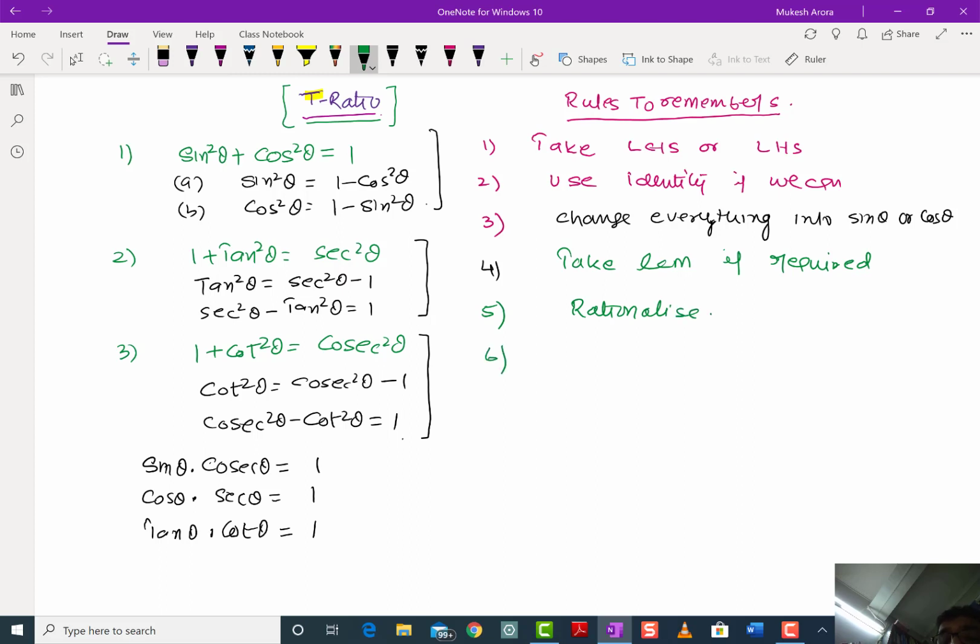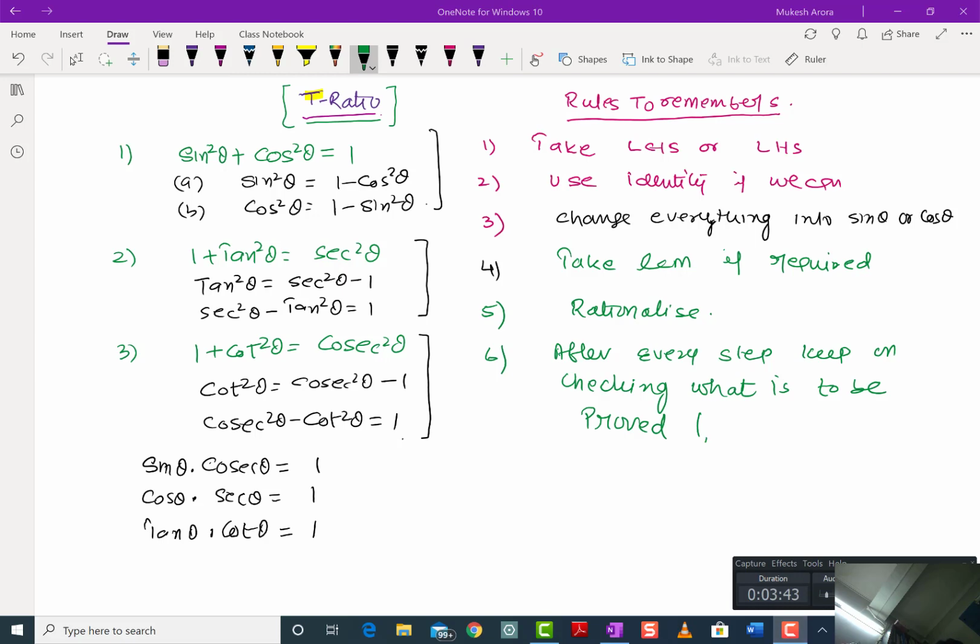And sixth is, after every step, keep on checking what is to be proved. If you keep these rules in mind, you will find everything very easy to solve. Otherwise, it will be difficult for you to do the things.